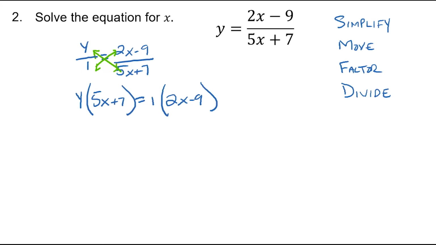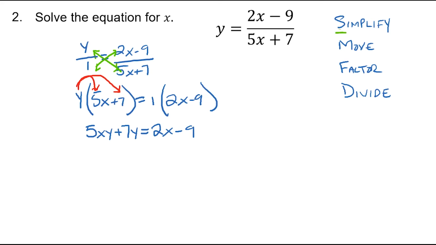So now here's where we go through this checklist, if you will. The first thing that we want to do is simplify things. I'm going to be distributing this y to each term on the inside of the parentheses, so I end up with 5xy plus 7y. And on the right side, 1 times this quantity just gives me 2x minus 9. So in this case, I've just simplified.